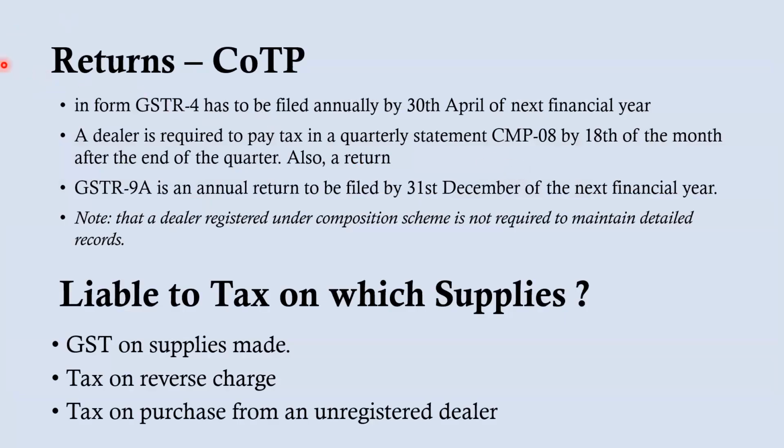So how are the returns supposed to be filed by the composition taxpayer? Here he has to file the returns in GSTR form 4, which is supposed to be filed annually by 30th April of the next financial year. It is the same as direct taxation. Here a dealer is required to pay the tax in a quarterly statement in CMP 08 by 18th of the month after the end of the quarter.